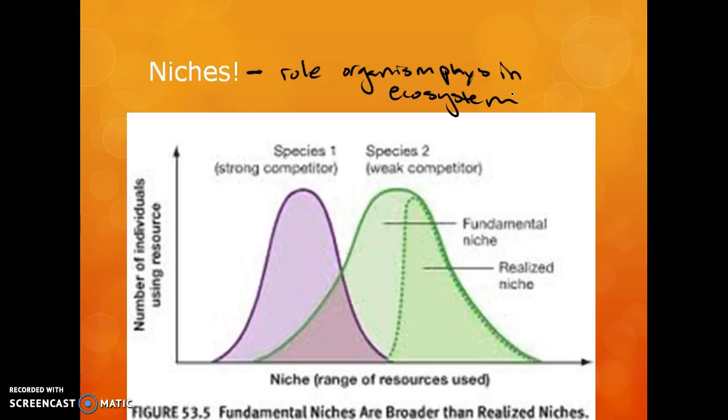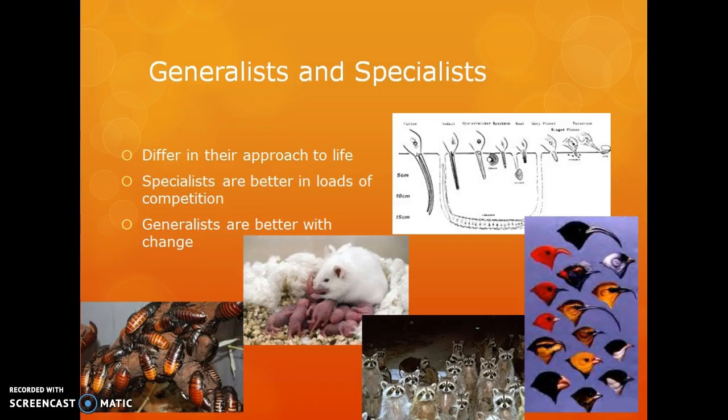And some species have broad niches, while others have more narrow niches. So this green one here is a broader niche. See, it takes up a wider area, so it's able to use a lot more resources than this species, which has a much narrower niche. That relates to a generalist species versus a specialist species. Generalist species have really broad niches. They're going to be able to use a wide variety of resources, whereas a specialist is going to have a very narrow niche. It's only going to be able to use certain resources.